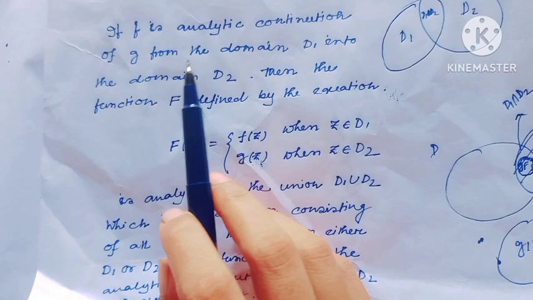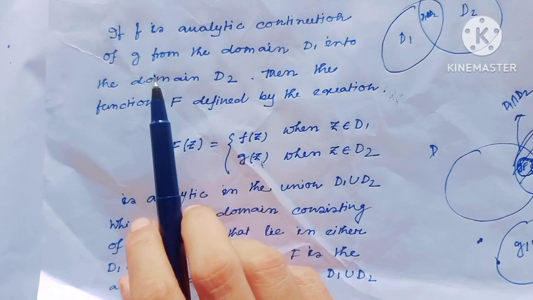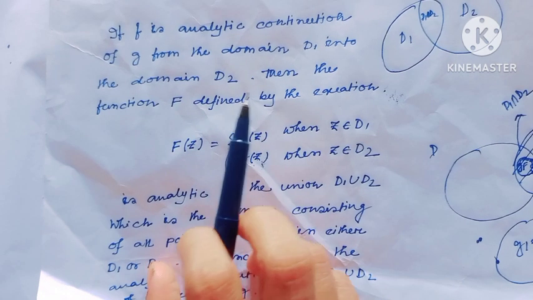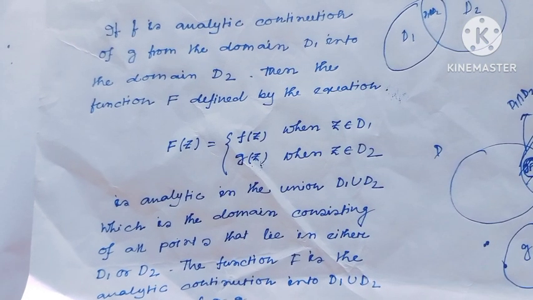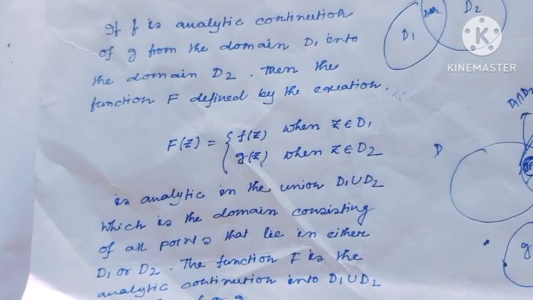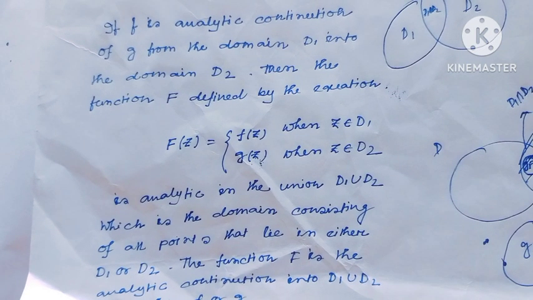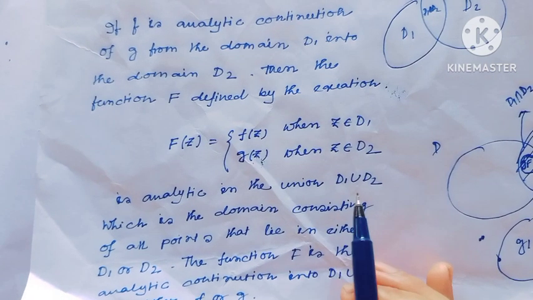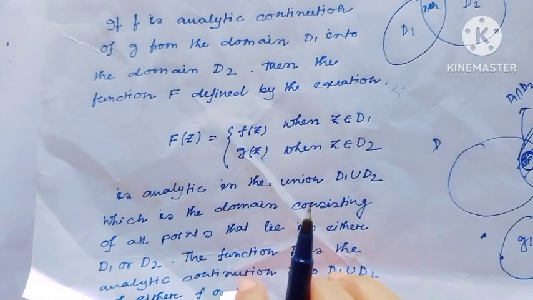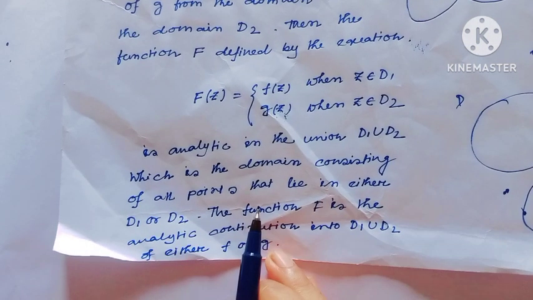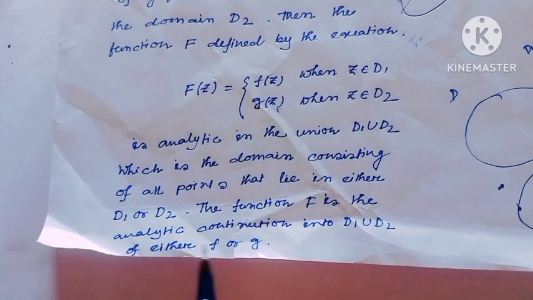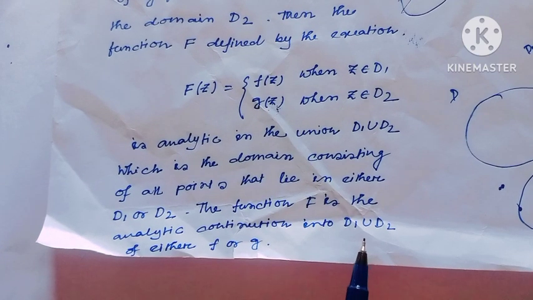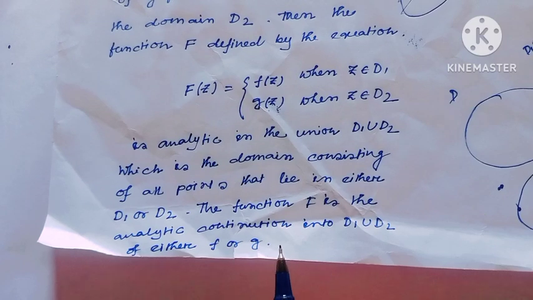That means, by analytic continuation, if f is the analytic continuation of g from the domain d1 into the domain d2, then the function capital F defined by capital F(z) equal to small f(z) when z belongs to d1, and small g(z) when z belongs to d2, is analytic in the union d1 union d2, which is the domain consisting of all points that lie in either d1 or d2, and the function capital F is the analytic continuation in d1 union d2 of either f or g.